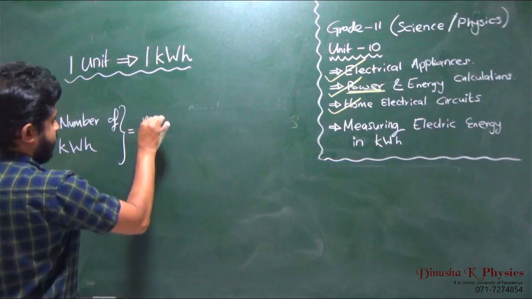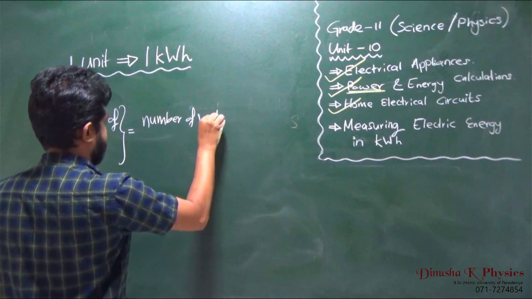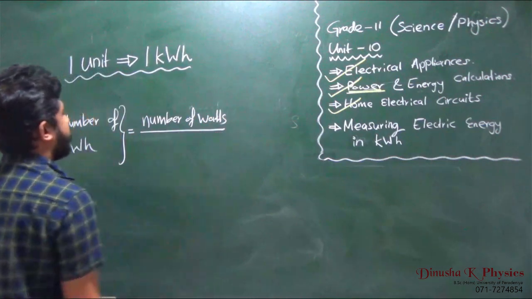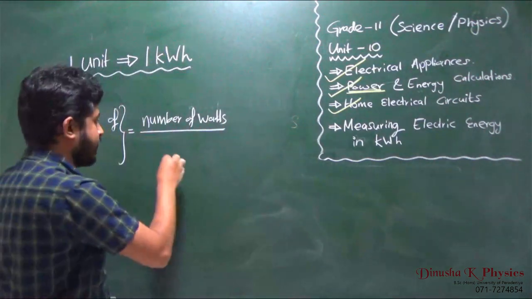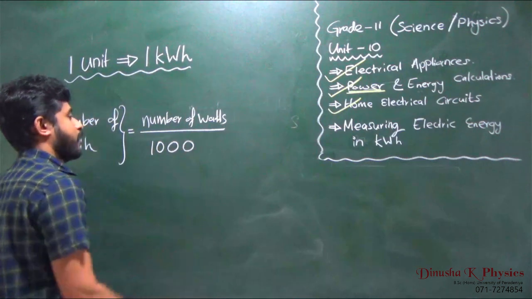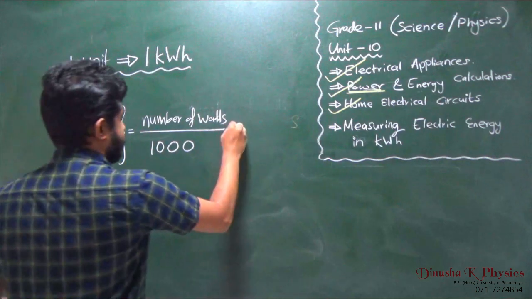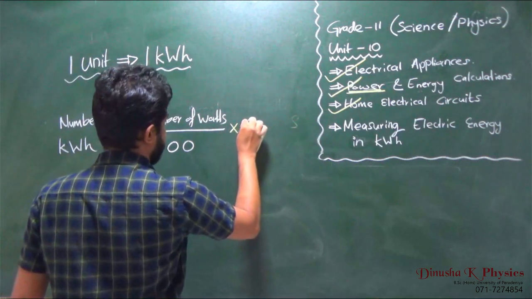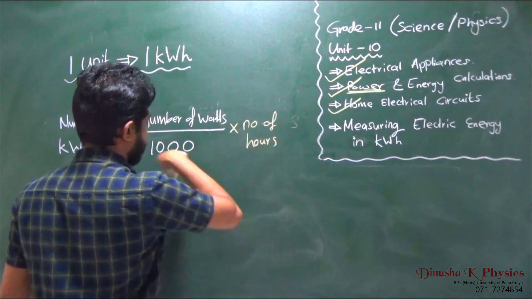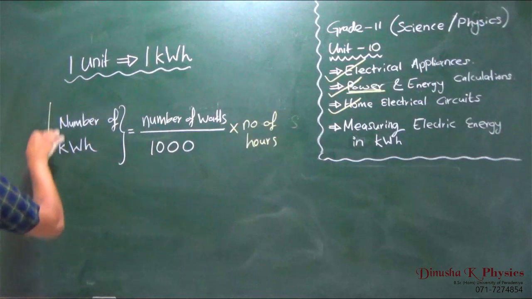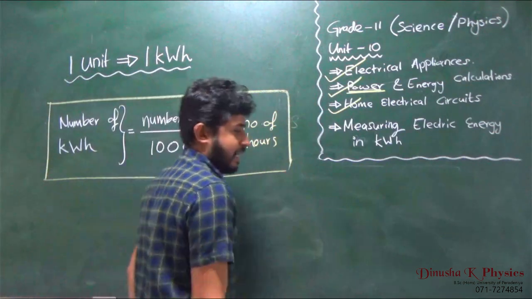So you have to first calculate the number of watts, and to convert this number of watts to kilowatts, we have to divide by 1000, and again we have to have hours. So to convert to hours, you have to multiply by the number of hours. So this will be the formula for calculating the number of kilowatt hours. That means the number of electrical units.